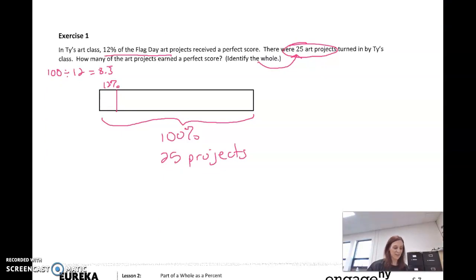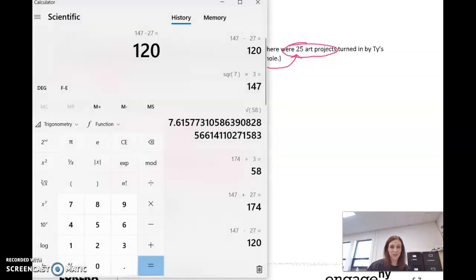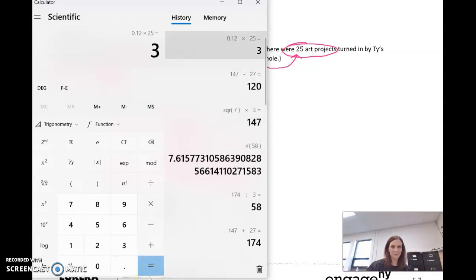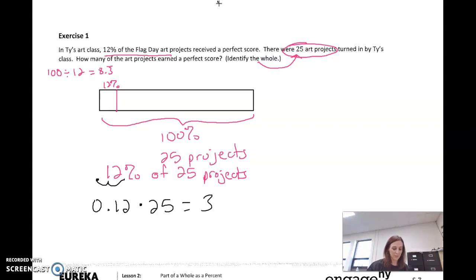So think of it this way. Think of the fact that we want to take 12% of 25 projects. And I can take 12% and make it into a decimal. Okay, and I end up with 0.12. Of means to multiply, and then 25. So if I grab my calculator and I go 0.12 times 25, I get 3. Okay, that equals 3. So what are we talking about here? 12% of the art projects received a perfect score. 3 projects received a perfect score.